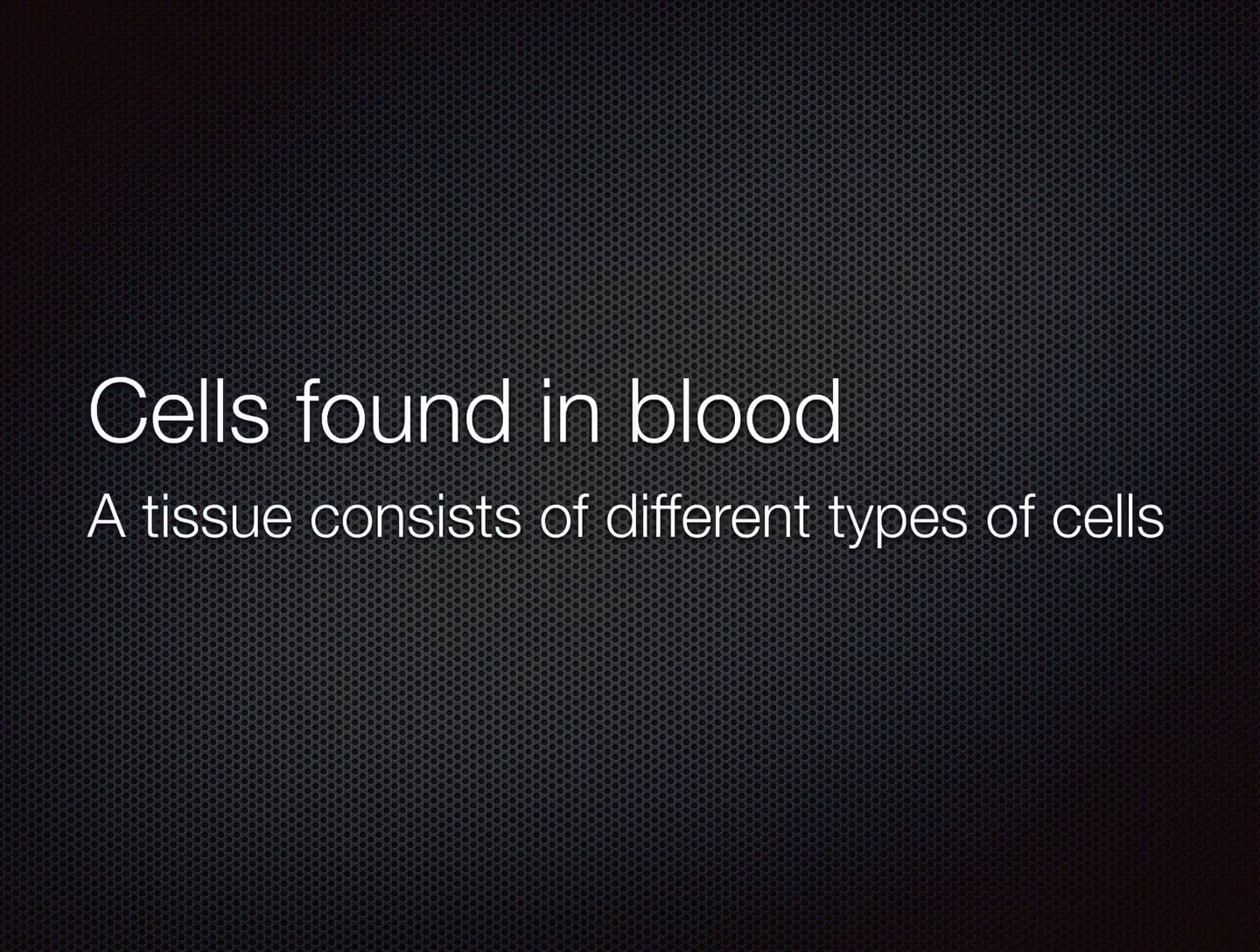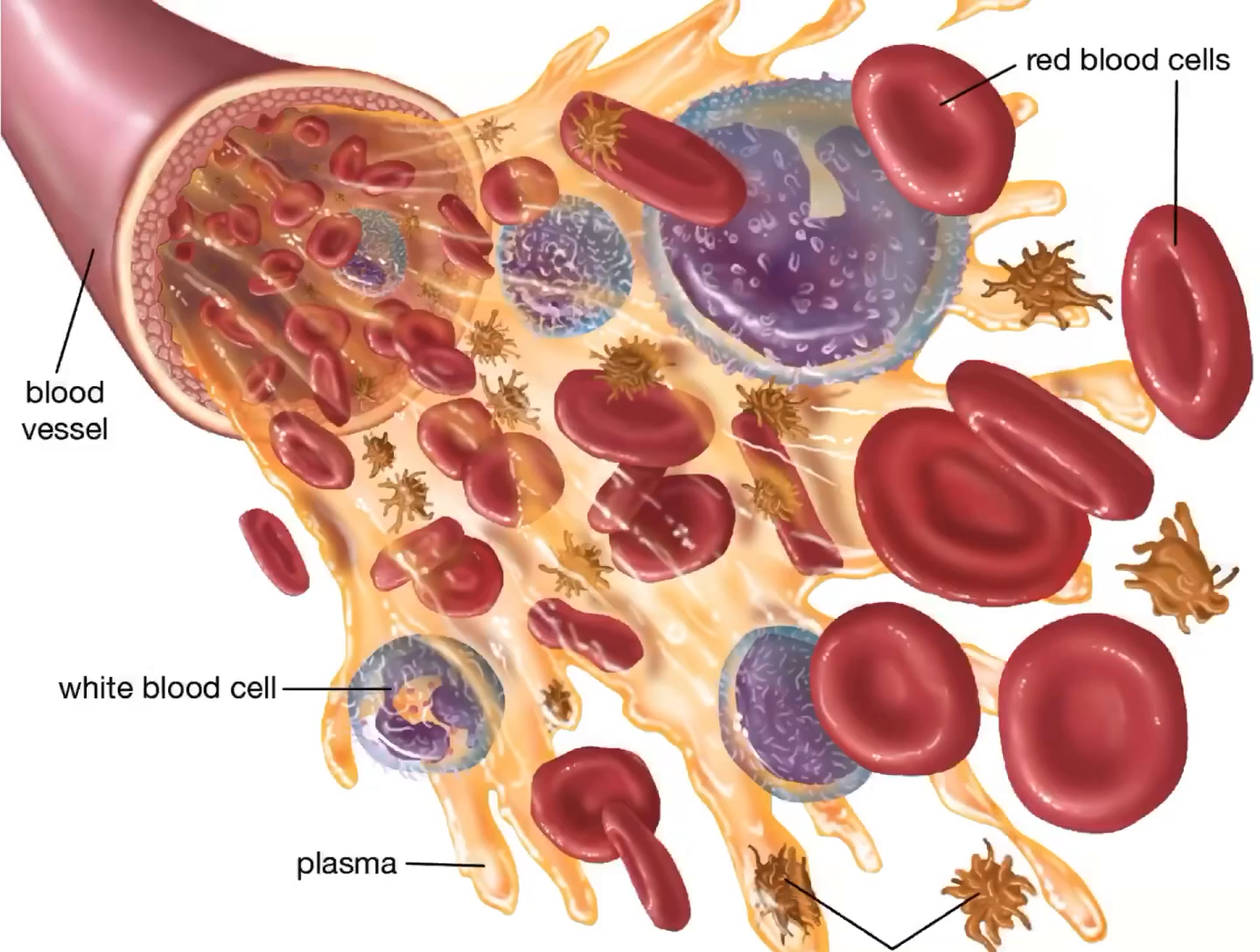So what cells are found in our blood? Well, let's have a look. So you can see the yellow plasma here, and we can spot the red blood cells, we can spot the white blood cells, and you can also see these orangey coloured ones which almost have kind of tentacles, and these are our platelets. They're shaped like that so they can stick together easily.